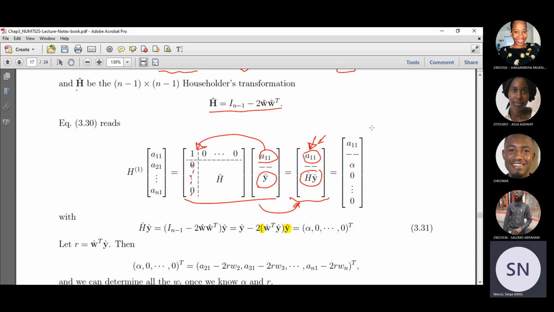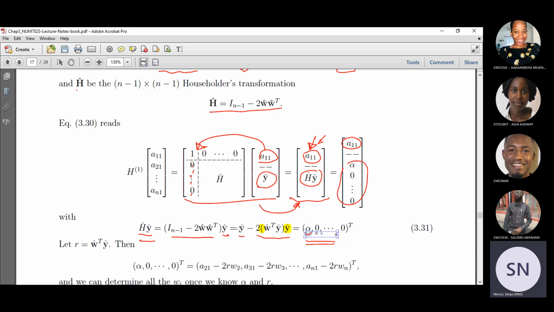Now, what is the next thing? It's just to identify. Identification. This is equal to that, and this is equal to this. So we know already what our H hat Y hat is equal to, just by identification. Right. So H hat Y hat is equal to alpha, 0, 0, 0 transpose. It comes from there. So this is equal to this by identification. And now the next thing is we know the expression of H hat and Y hat. This is H hat, we put it here, and Y hat, we keep it there and we expand. You know that Y hat times identity is Y hat. And now negative 2 W hat, W hat transpose into Y hat is this expression.